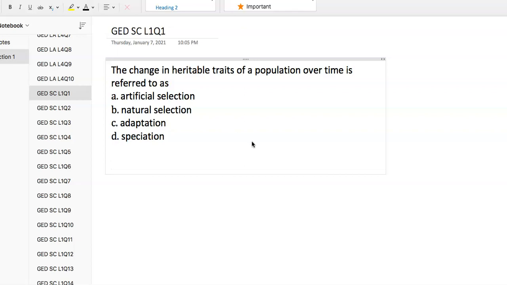Guys, welcome to GED Science Level 1 practice test. In all we have 4 practice tests. Level 4, most people find to be the most difficult. Level 1, most people find to be the easiest.